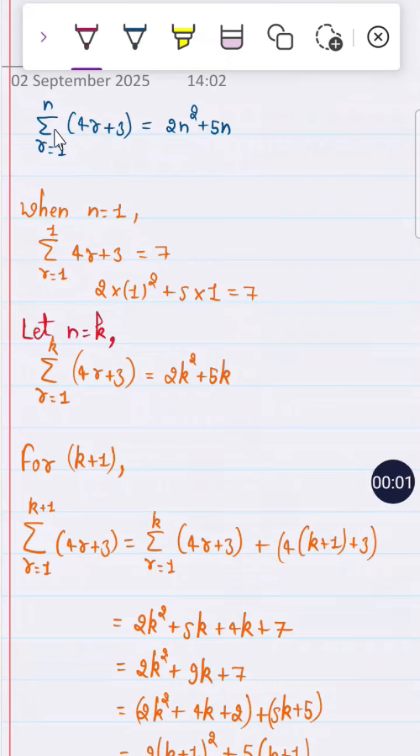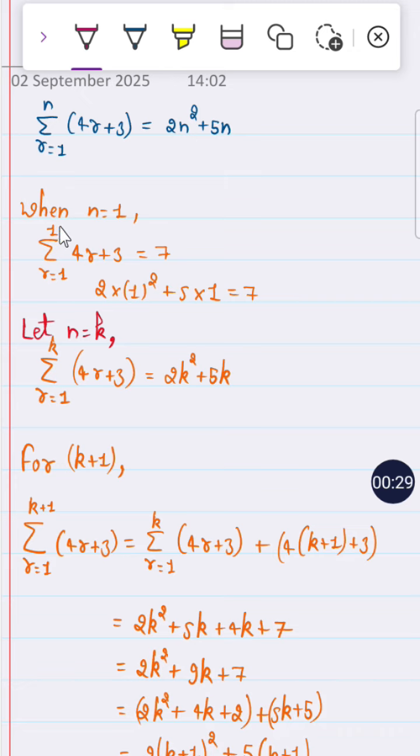Now we have a series, sigma r equals 1 to n of 4r plus 3, which equals 2n square plus 5n, right? So we have to prove this statement: the sum of the series is equal to 2n square plus 5n. We should only prove that. How do we prove that this series has that sum? By using the induction method, we prove that the sum of this series is 2n square plus 5n, right?